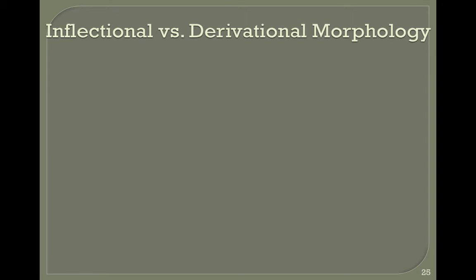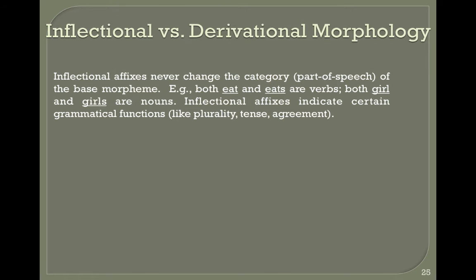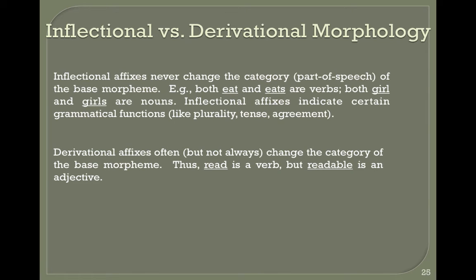So let's make sure we know the difference between these two types. Inflectional affixes don't change the category, the part of speech of the base word. And they also are used largely to indicate certain grammatical functions, like if something is plural, the tense that we're speaking in, and agreeing with other syntactic elements of the sentence. Derivational affixes, for the most part, do change the category of the base word.